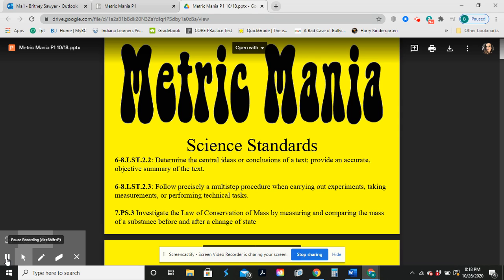Metric mania, science standards. Determine the central ideas or conclusions of a text. Provide an accurate and objective summary of the text. Follow precisely a multi-step procedure when carrying out experiments, taking measurements, or performing technical tasks. 7.3, investigate the law of conservation of mass by measuring and comparing the mass of a substance before and after the change of state.